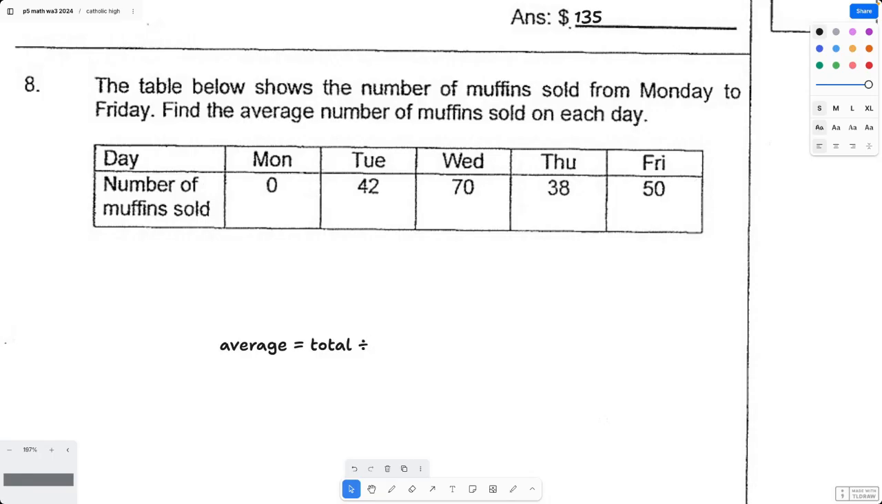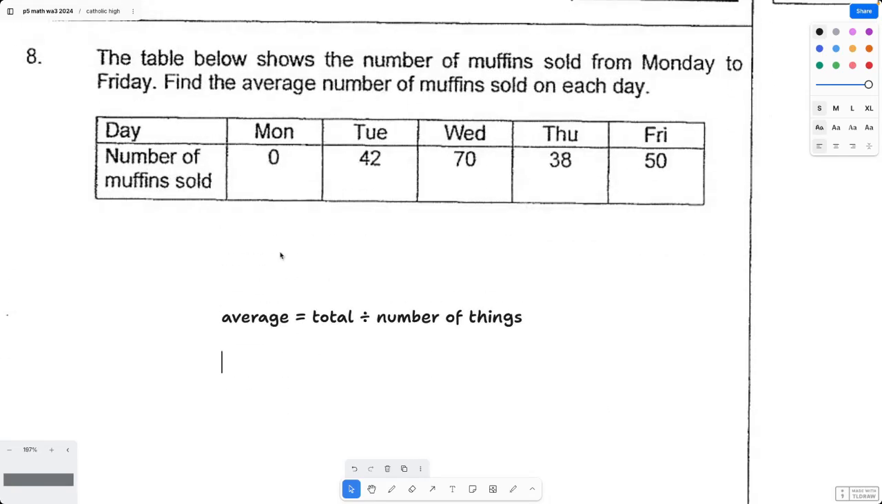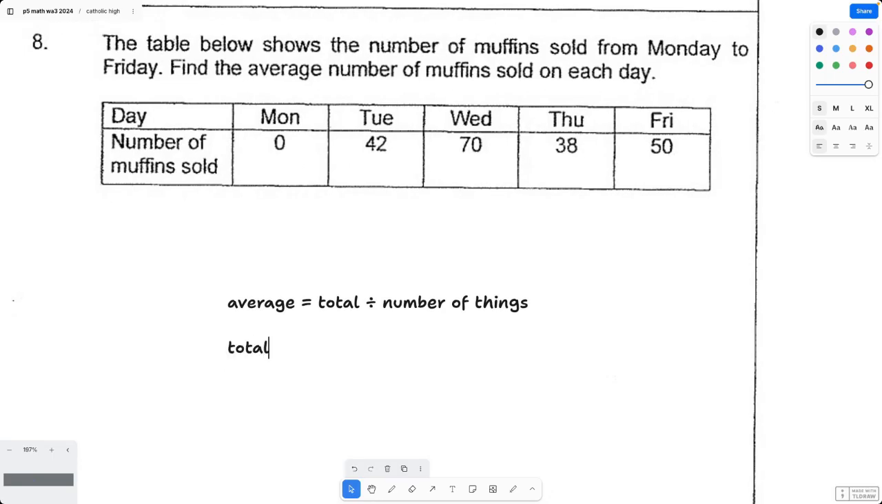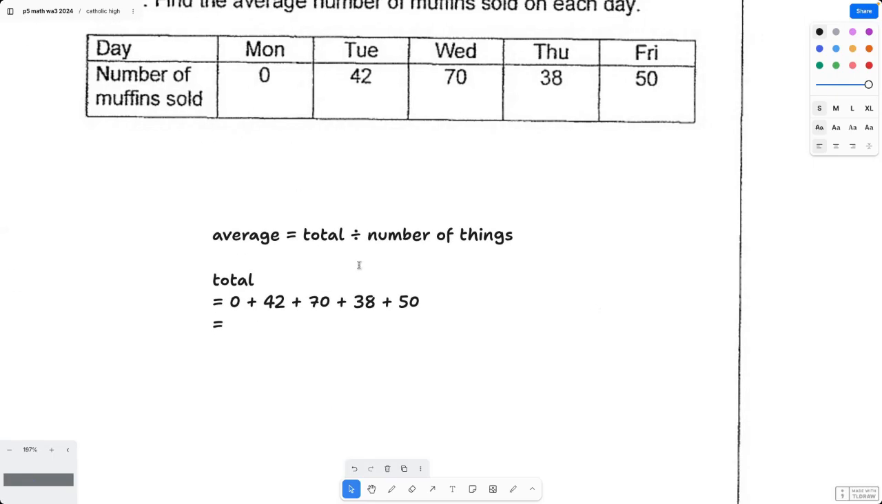Divide by number of things. Okay, so what's the total here? So total is equal to, we need to add all of them up, right? So Monday is 0, so total is 0 plus 42 plus 70 plus 38 plus 50. Okay, so we need to add all this up.